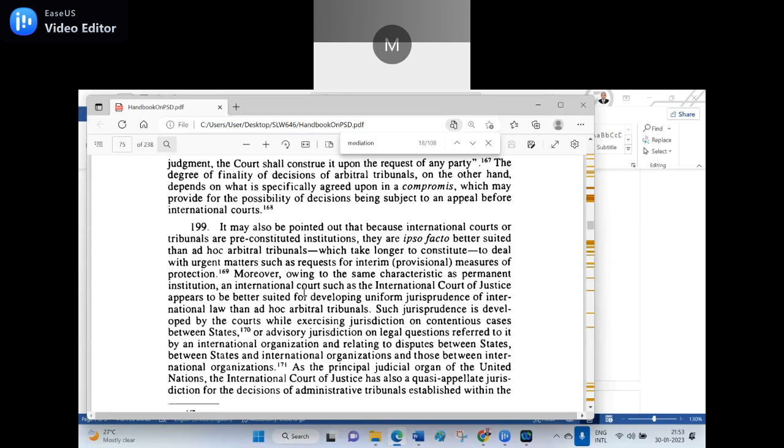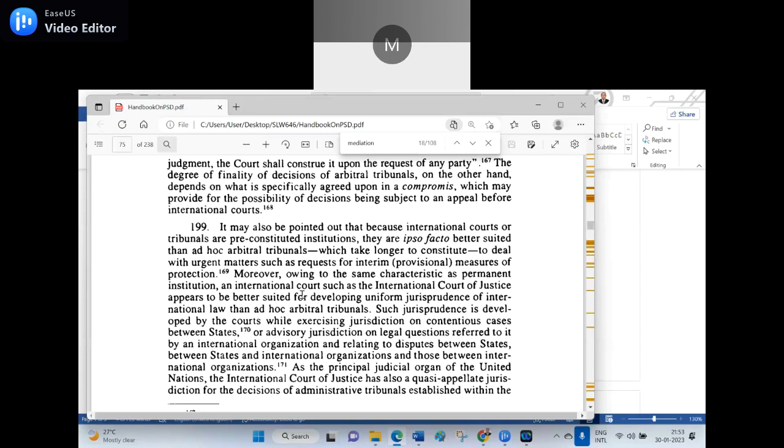So it may also be pointed out that because the international courts or tribunals are pre-constituted institutions, they are ipso facto better suited than ad hoc arbitral tribunals. So generally, those which are pre-constituted are much better to deal with such cases and resolve the issues, whereas ad hoc tribunals take longer to constitute to deal with urgent matters such as a request for interim provisional measures of protection.